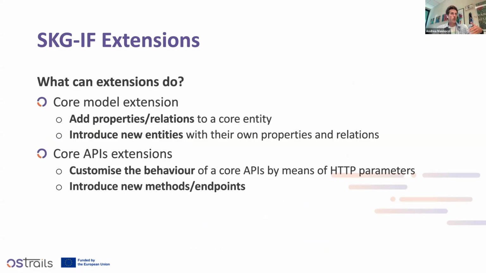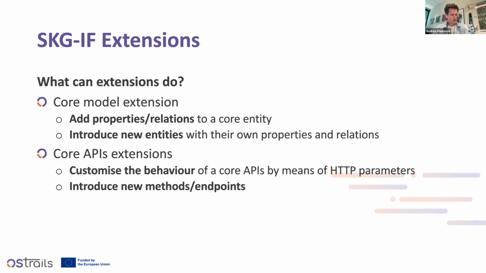So on the core model level, an extension can add properties and relations to already present core entities or introduce new entities themselves. Here I can make two examples. For example, a new property or relation to a core entity could be the email address of the corresponding author, which is something we don't model, but it could be valuable in certain contexts, and it's eligible for an extension.